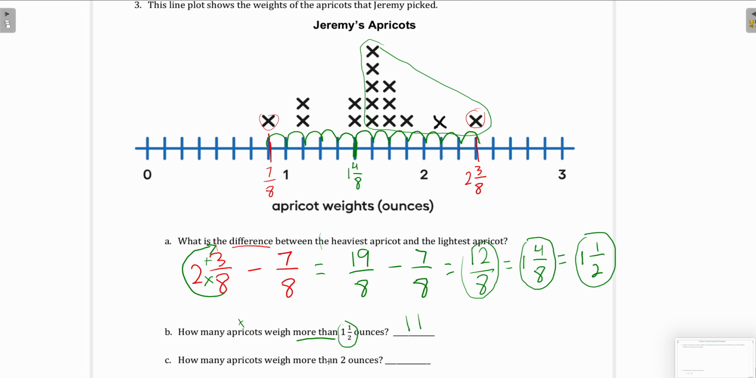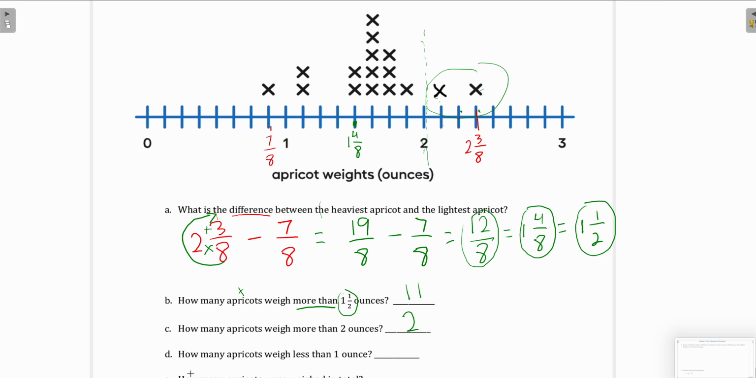How many apricots weighed more than 2 ounces? Okay, let's just erase these. Okay, so how many apricots weigh more than 2 ounces? You go to the 2 ounces. This is the 2 ounces right here. So more than 2 ounces is everything over here. So that's 2 apricots. 2 apricots weigh more than 2 ounces.